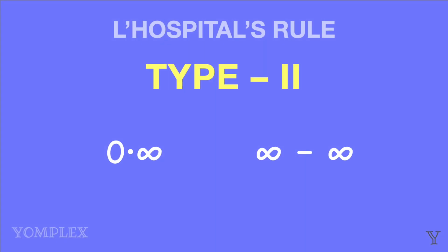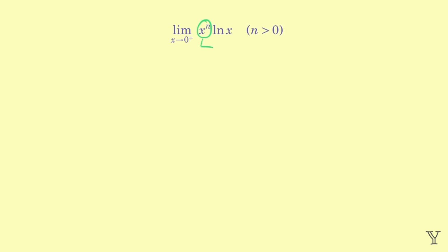Let's move on to type 2 limits. Limits of the form 0 times infinity or infinity minus infinity. We will evaluate the limit as x goes to 0 plus, that is, the right-hand limit at 0 of x^n times log x. We begin by observing that since n is greater than 0, x^n goes to 0 as x goes to 0.